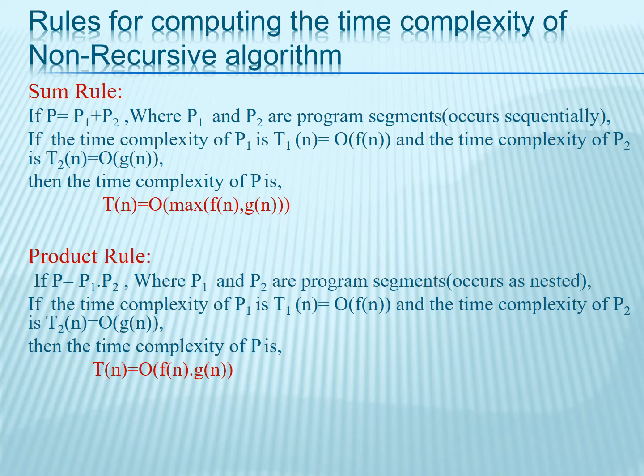So what is the product rule? The product rule states that if P1 and P2 are program segments that occur nested in a program P, and if the time complexity of P1 is T1 of n equals big O of f of n, and the time complexity of P2 is T2 of n equals big O of g of n, then the time complexity of P is represented as T of n equals big O of f of n multiplied by g of n.